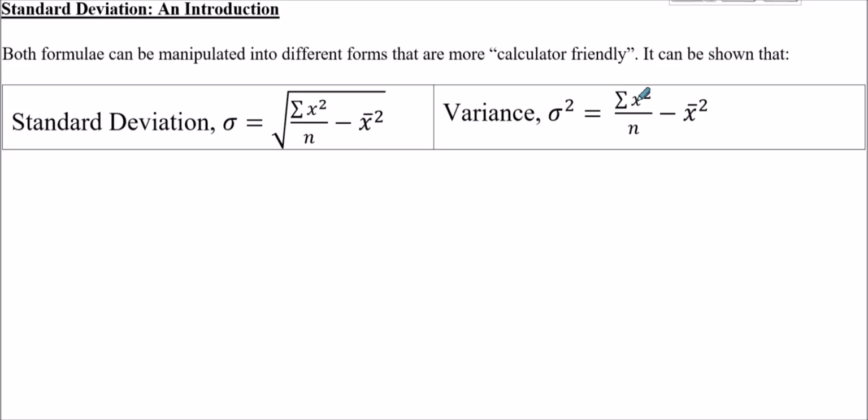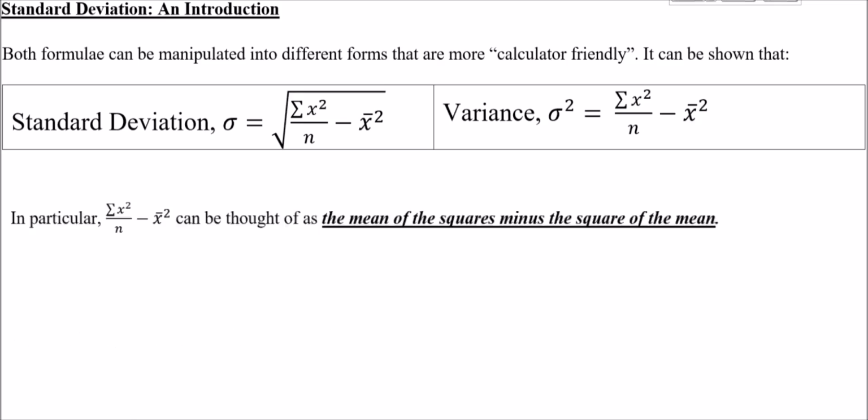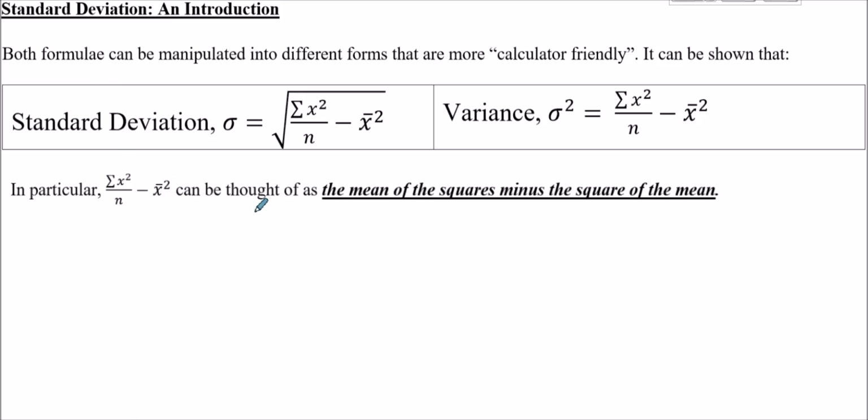The variance can be seen like this, just without the square root. So the sum of the squares divided by the number of values. So it's like the mean of the squares minus the mean squared. That's quite a nice ring to it. Like I've just said, you can think of it as the mean of the squares minus the square of the mean.